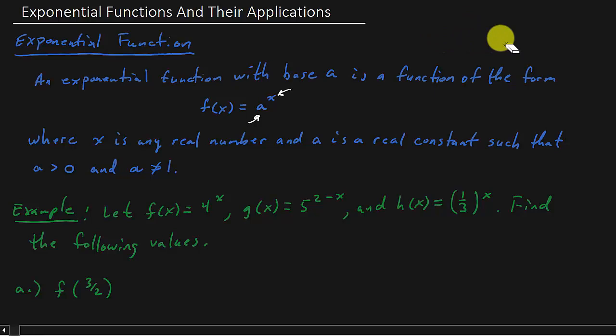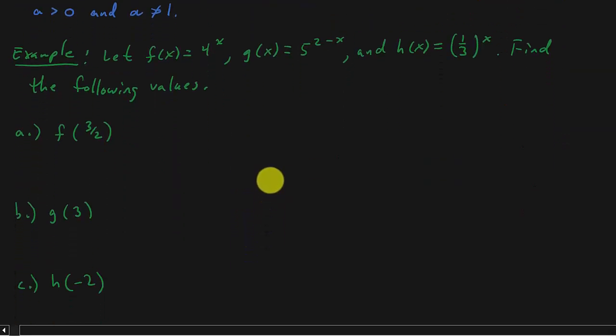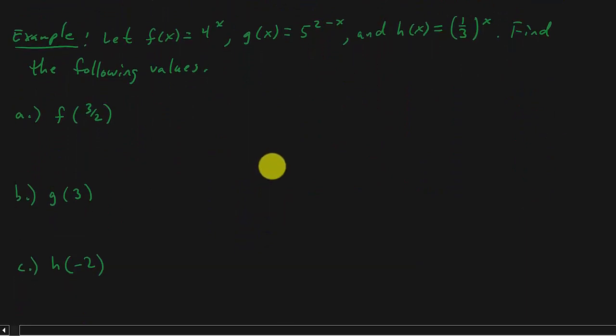All right, so let's look at an example. This first example is just kind of a review of evaluating numbers. We've got our functions f of x, g of x, and h of x, and they want us to find f of 3 halves. So I'm going to take the 3 halves and put it in the place of x. That's going to be 4 raised to the 3 halves.